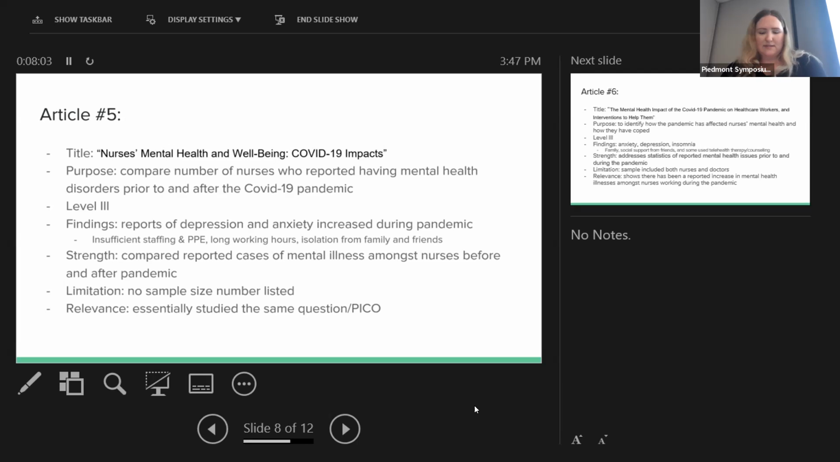The strength here was that they did look at what mental health illnesses nurses reported developing, but the weakness was that there wasn't necessarily a sample size listed. It was just listed as a large sample. But this is relevant because it's essentially answering my PICO and showing that nurses were in fact reporting developing these mental health issues due to the pandemic.